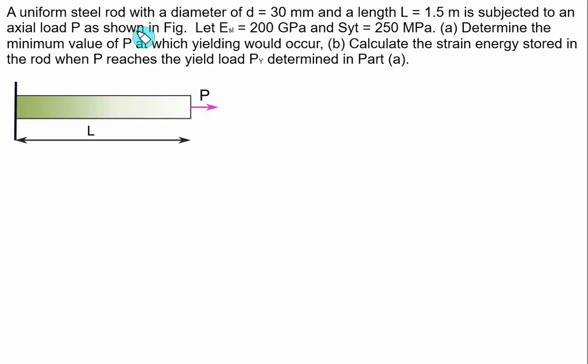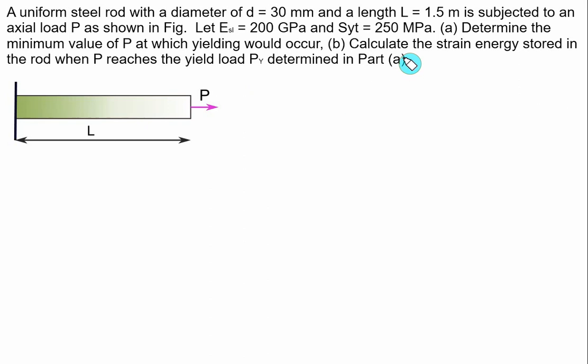A uniform steel rod with a diameter D equal to 30 mm and length equal to 1.5 meter is subjected to an axial load P as shown in the figure. The Young modulus of the steel is 200 gigapascal and SYT is equal to 250 megapascal. In the first part you have to calculate the minimum value of P at which yielding will occur. That is the value you have to calculate corresponding to SYT. That is SYT multiplied by the area will be the minimum value at which yielding will occur.